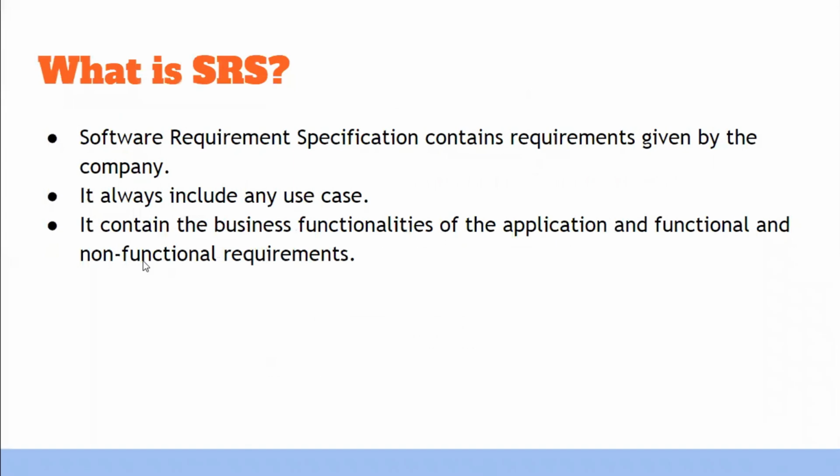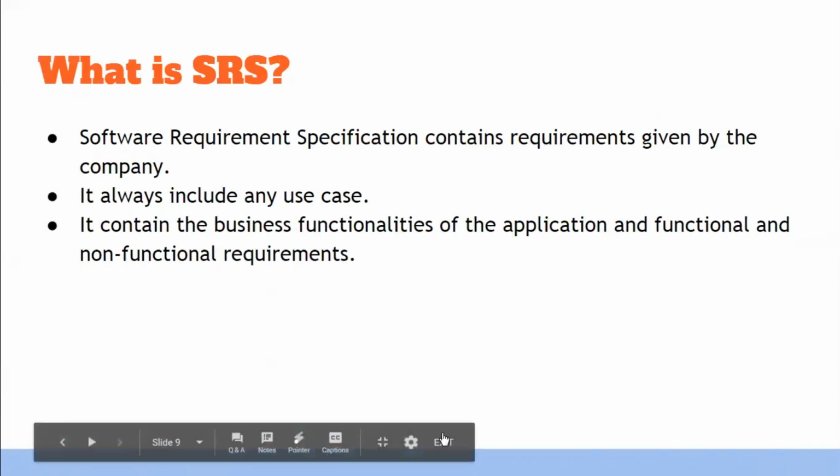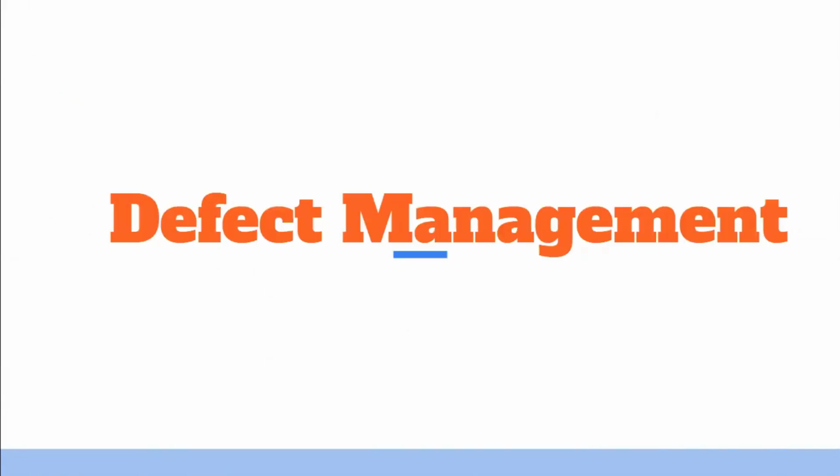Now the next question is, what is SRS? It stands for Software Requirement Specification. It's a document which contains requirements given by the company. What are your internal requirements? It always includes a use case. It contains the business functionalities of the application and the functional and non-functional requirements. So these are some general questions which are asked from this section. Our next topic is defect management.